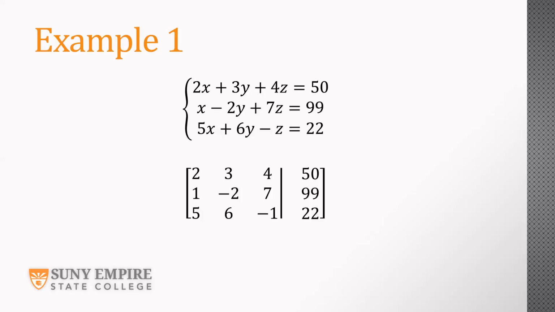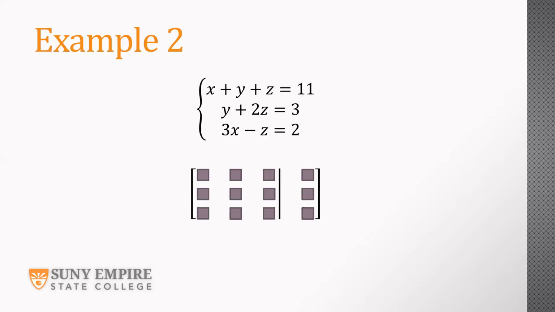And we need to set up the last equation. Again, we have a hidden 1, this time for the z variable. Entering our coefficients, we have 5, 6, and negative 1. The constant 22 we place after the vertical line. Let's look at one more example.